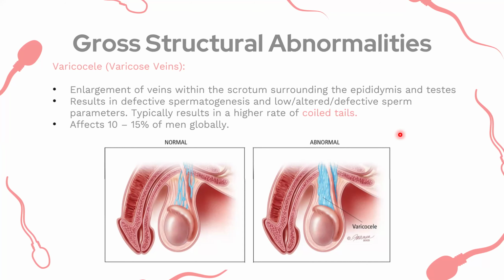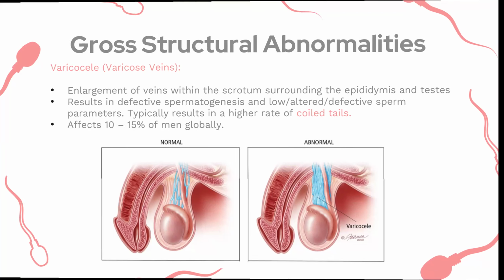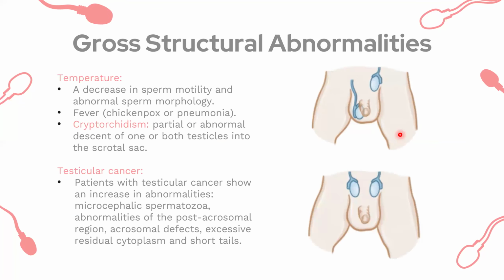Other things that might contribute to gross structural abnormalities are temperature as well as testicular cancer. Now, cryptorchidism was not mentioned in this specific lecture, but I'm sure you guys will cover it. So, cryptorchidism is basically when the testes do not descend properly, either one or both of them. And they can stop at so many different places. It could be all the way up in the abdomen, it could be in the inguinal area, it could be basically anywhere along the route of descent.